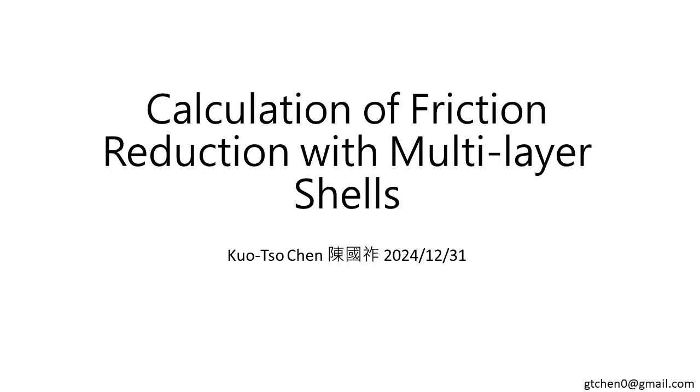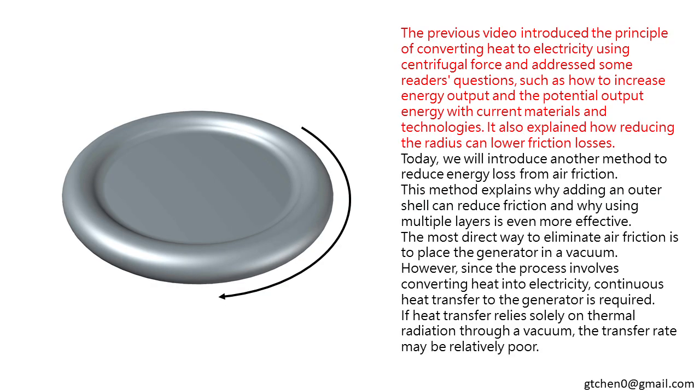Calculation of friction reduction with multi-layer shells. The previous video introduced the principle of converting heat to electricity using centrifugal force and addressed some readers' questions, such as how to increase energy output and the potential output energy with current materials and technologies. It also explained how reducing the radius can lower friction losses.